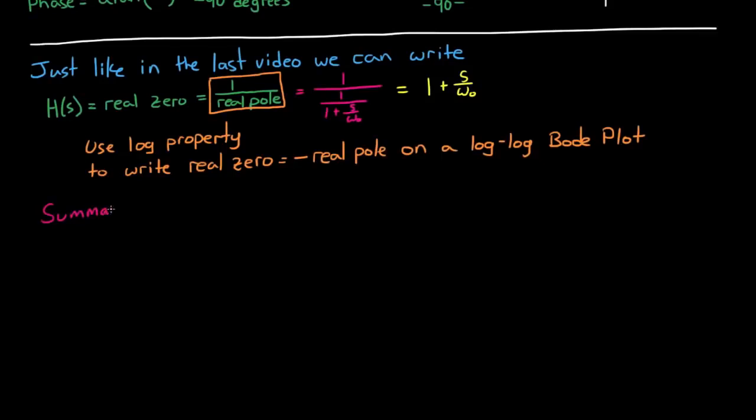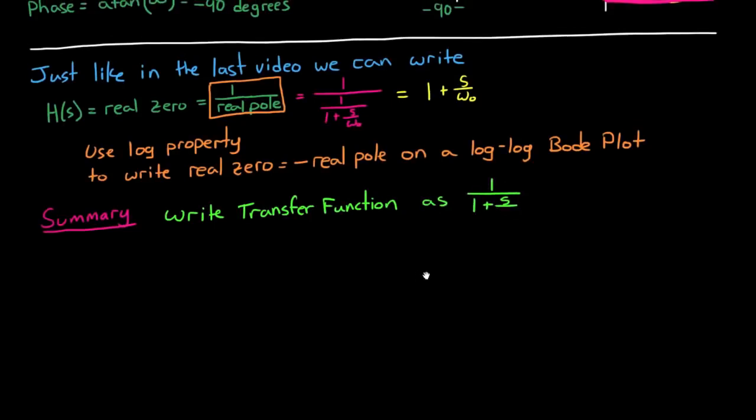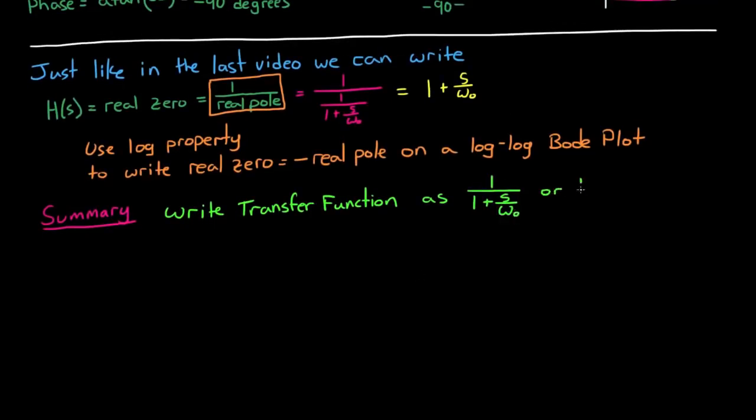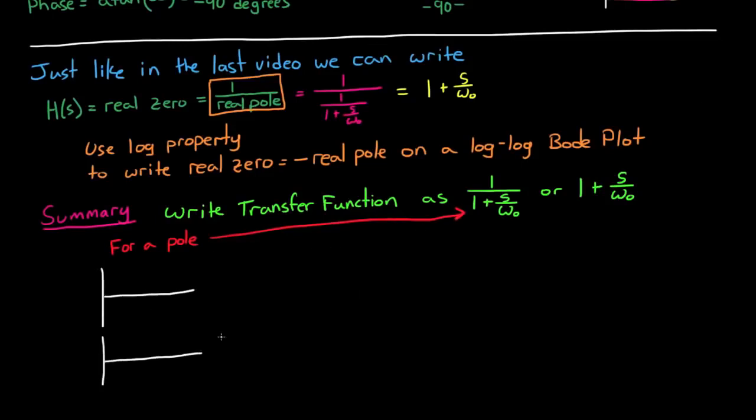Let me summarize the rules for approximating the transfer function for a real pole or zero, just so hopefully it sinks in. The first step is to write the transfer function in one of these two forms, either the form for a pole or a zero, depending on what you're starting with. For a pole, the Bode plot can be approximated as follows. For gain, find the break frequency omega naught, then draw a straight line at 0 dB up to omega naught, and then draw a line from there down at minus 20 dB per decade.